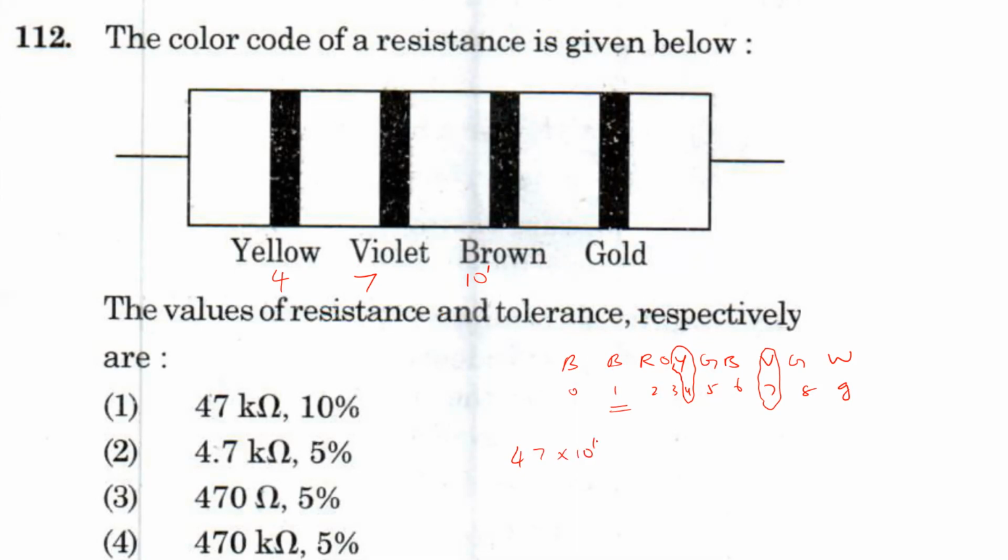For gold, tolerance is 5%, so plus or minus 5%. So 47 into 10 is 470. 470 plus or minus 5%. That is, the third option is correct.